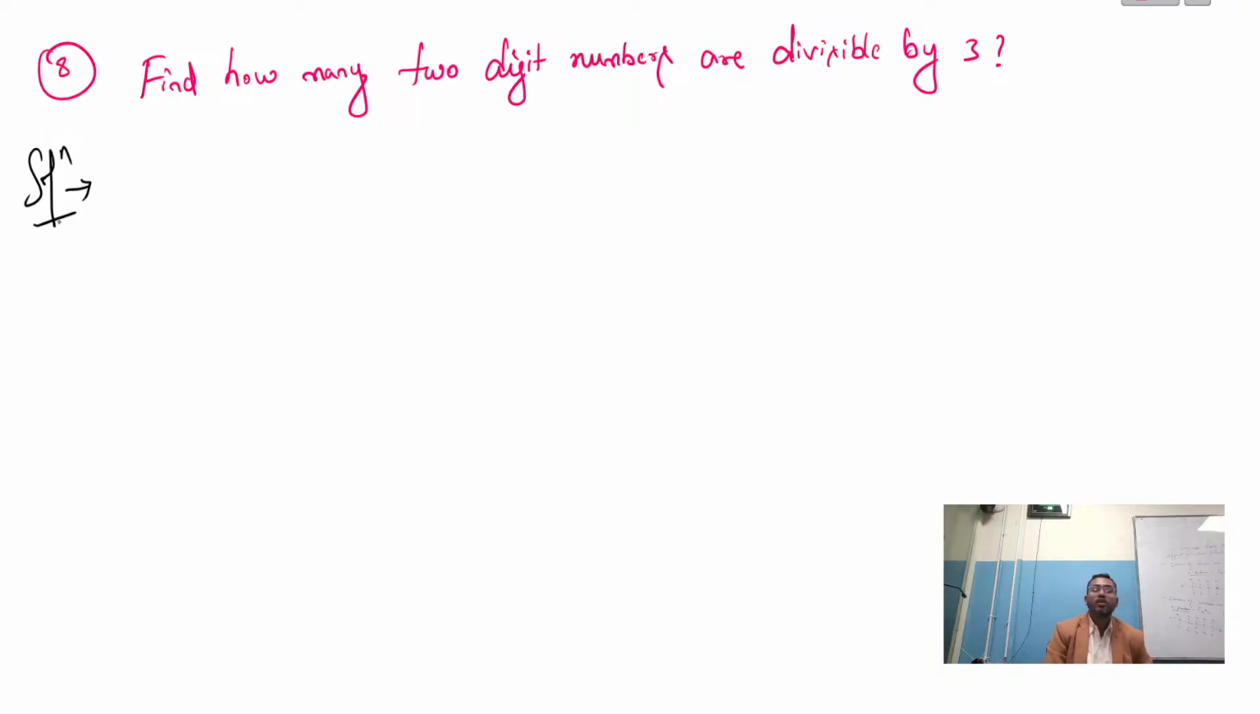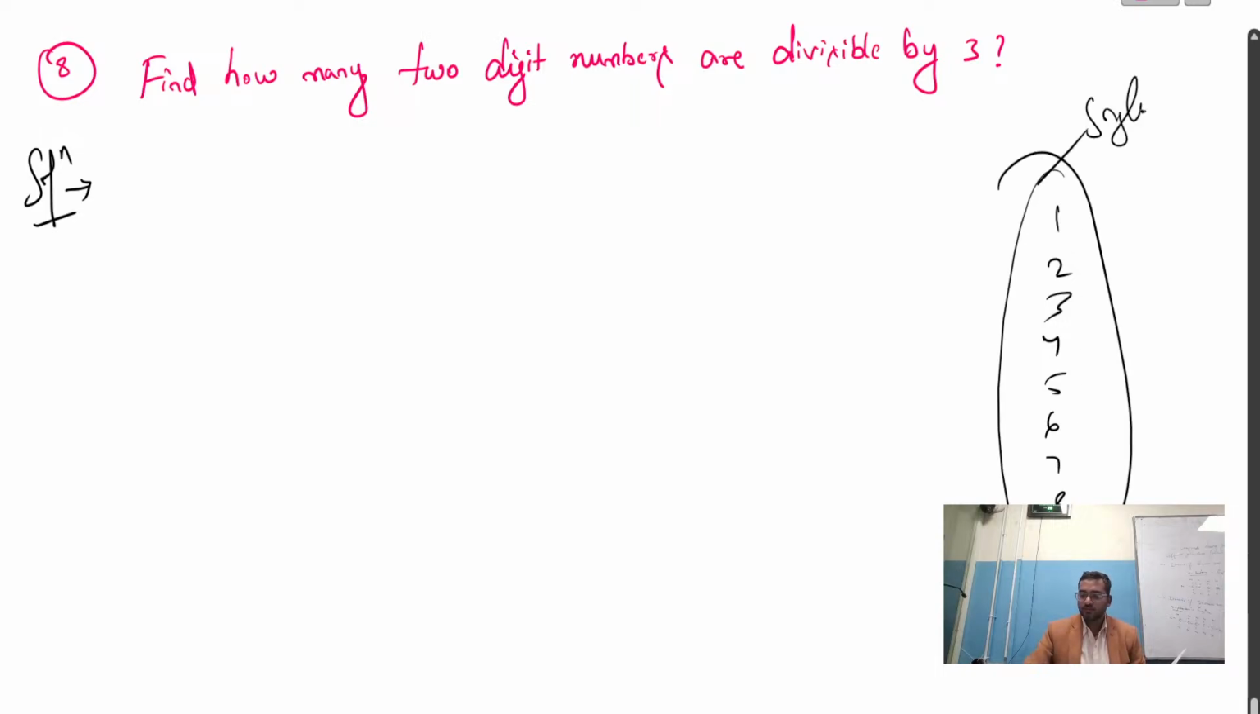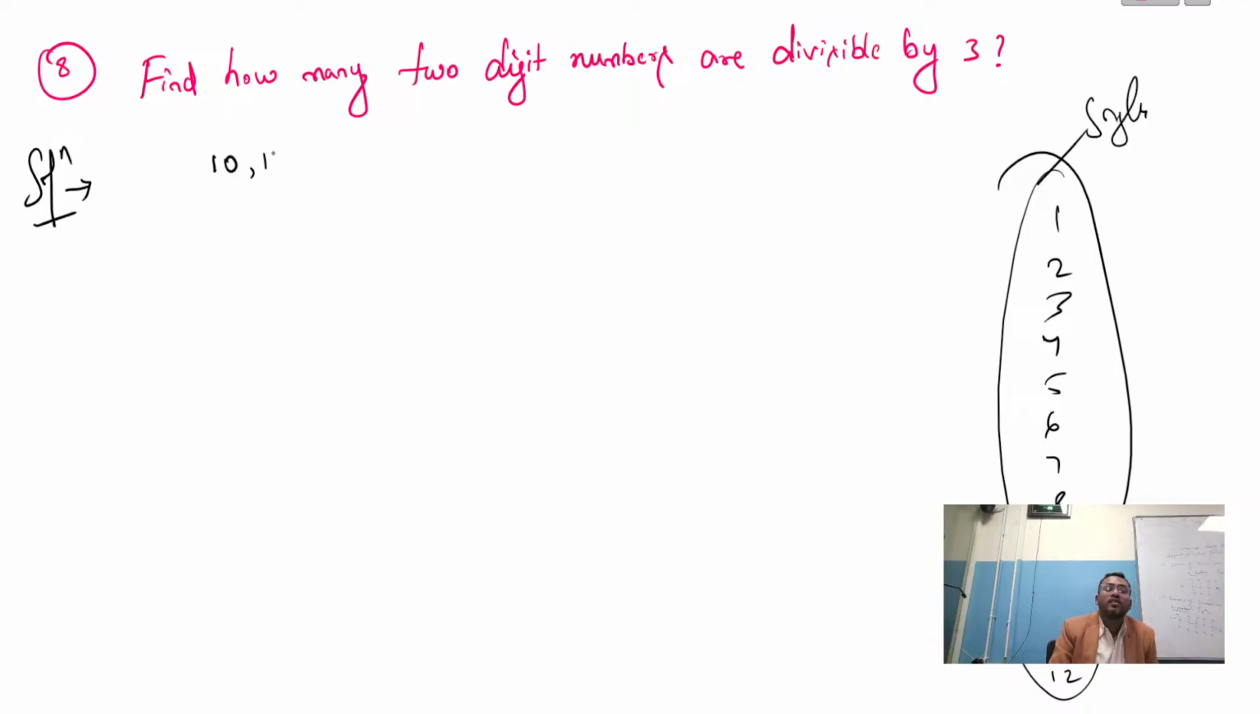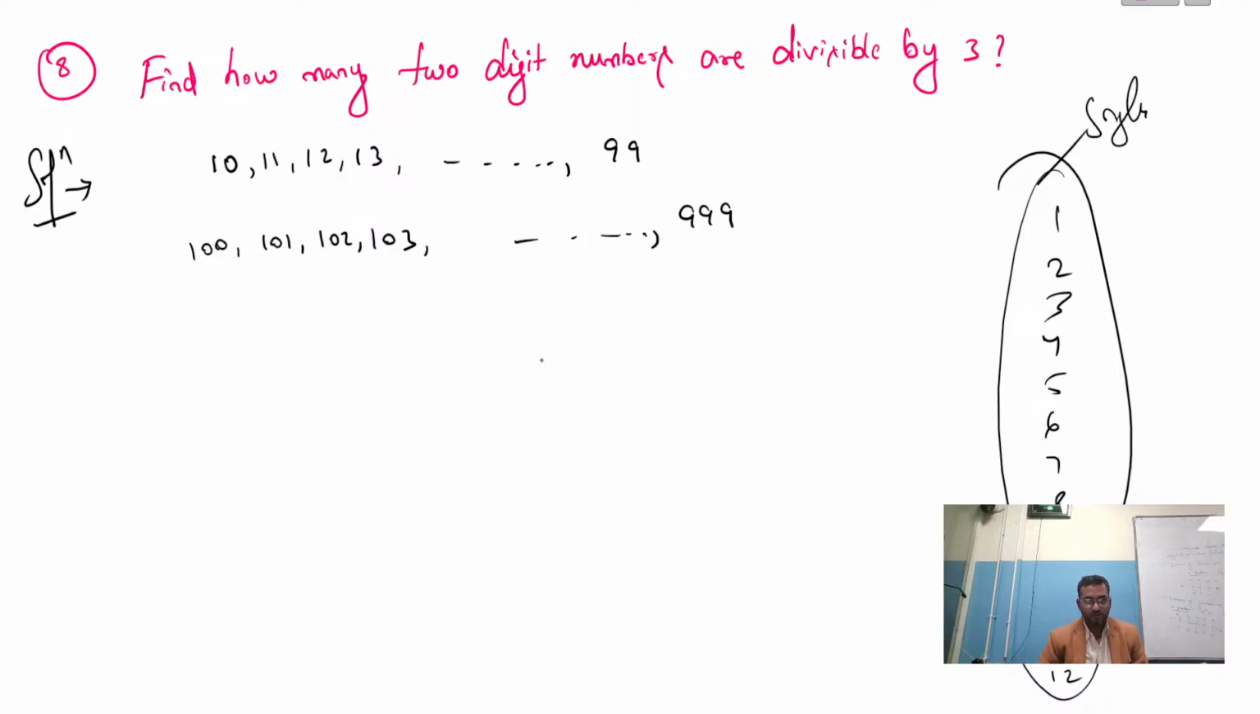Observe here. Which is the first two-digit number? See here: 1, 2, 3, 4, 5, 6, 7, 8, 9. These are all single-digit numbers. After 9, we start with 10, 11, 12. These are all two-digit numbers. Two-digit numbers start from 10, 11, 12, 13 and so on and end with 99. Am I right? If they say three-digit numbers, the minimum three-digit number starts from 100, 101, 102, 103 and so on and ends with 999.